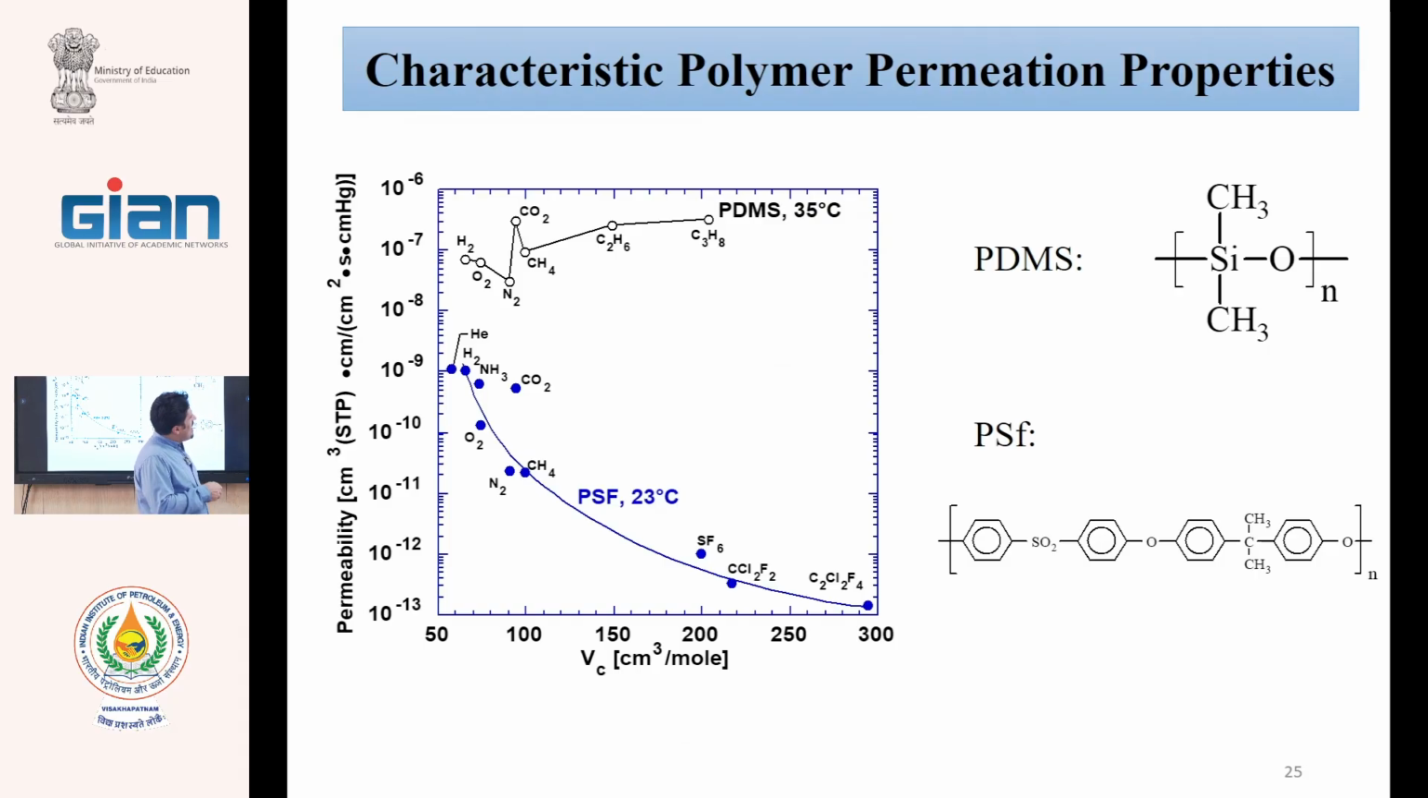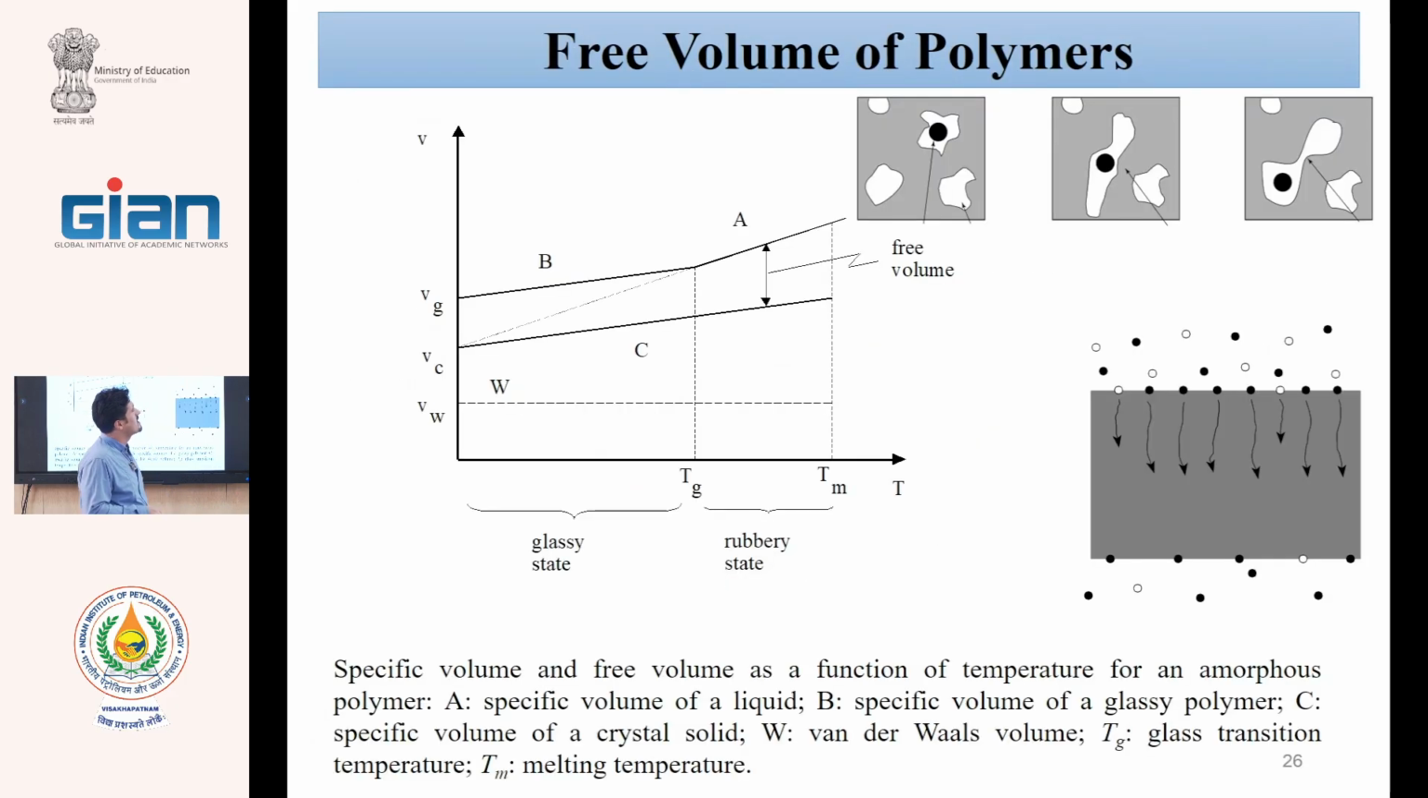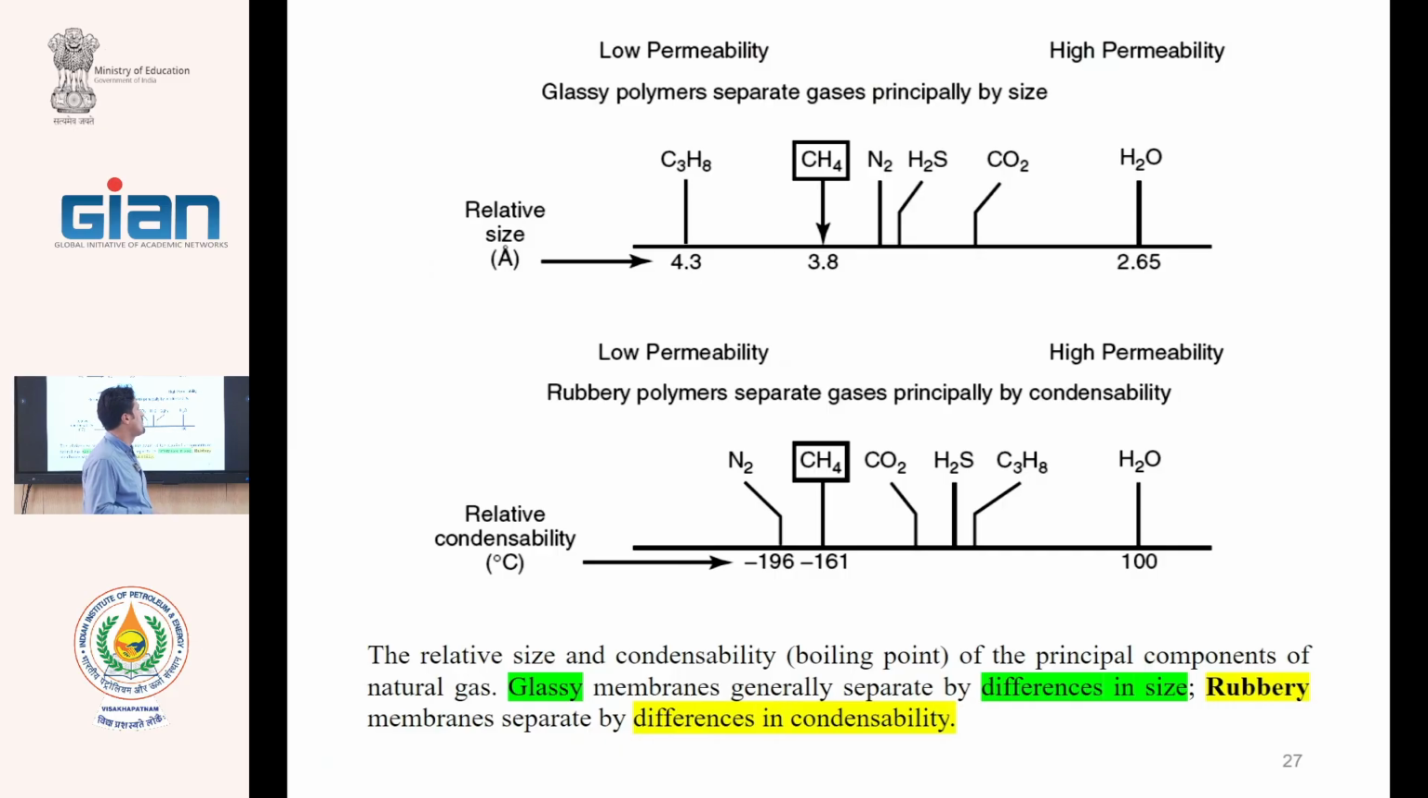Okay, having this, if we want to separate methane from nitrogen, we see that polysulfone is not good because it has similar permeability, and therefore we have no selectivity. But if we want to separate methane from nitrogen, we see that PDMS is good. Therefore, we can use these diagrams to predict the separation.